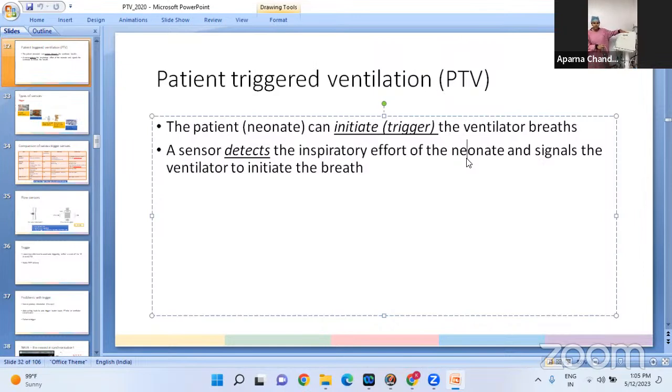They have an inbuilt blender, which results in the delivery of the fractional inspired oxygen concentration that is desired or set by us. It also has pressure sensing mechanisms, which we measure using the pressure transducer that we connect here. And finally, it also comes with the flow sensor, which is also an integral part of the ventilator.